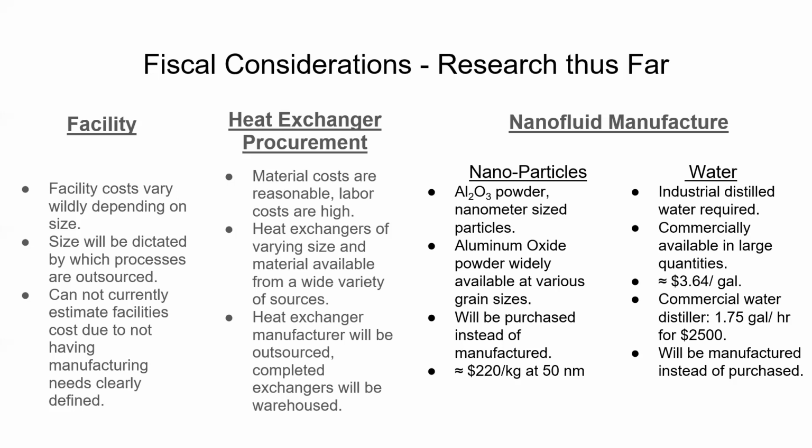For about 2 to 3 shipments of water, about 270 gallons, you could purchase a machine and then you would only have the inputs of commercial tap water and power. So it looks like we'll be buying the heat exchanger, buying the particles, and developing our own distilled water source, and then still looking into mixing and shipping and all the other things.